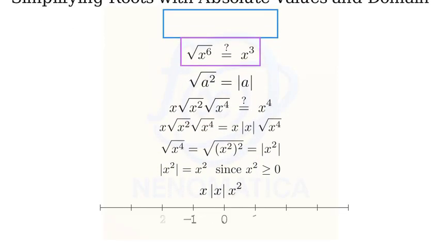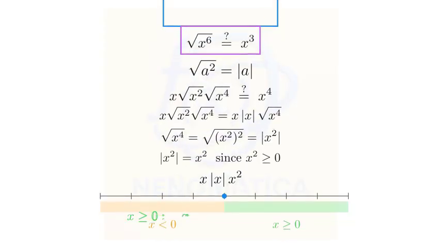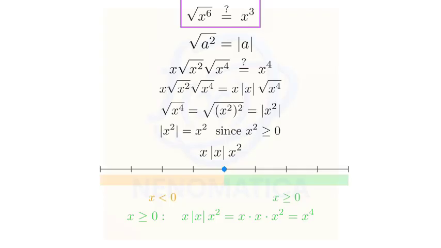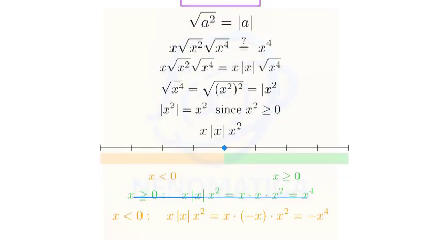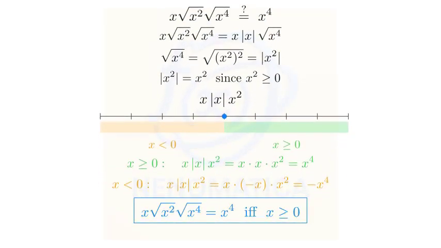Now, absolute x equals x when x is greater than or equal to 0, and equals negative x when x is less than 0. We test both cases visually on a number line to see when the stated equality holds. Case 1. If x is greater than or equal to 0, then absolute x equals x, and the product simplifies to x to the fourth. Case 2. If x is negative, absolute x equals negative x, so the product becomes negative x to the fourth. Therefore, the displayed equality holds only for x greater than or equal to 0.